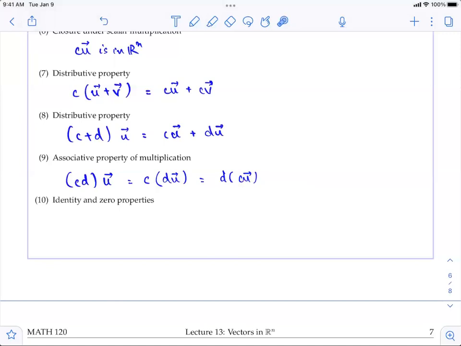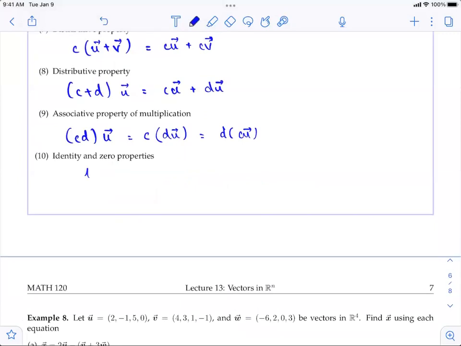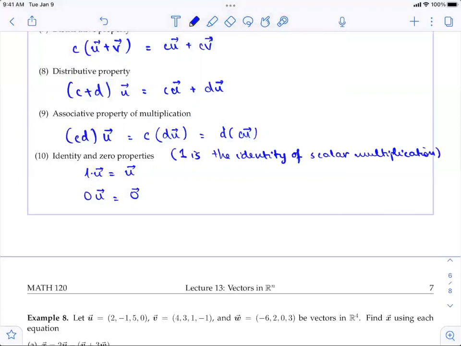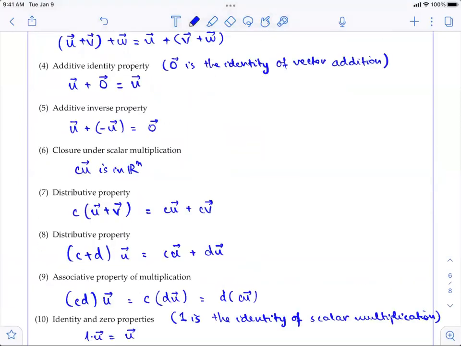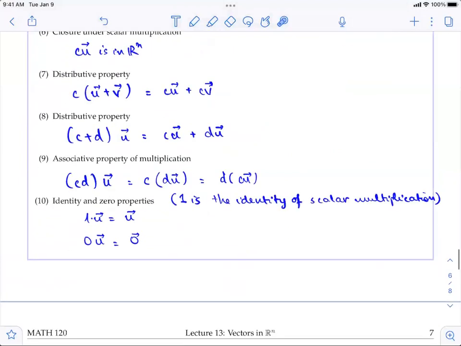Now, number 10 is the identity and zero properties of scalar multiplications. So 1 times vector u is going to be vector u itself, and 0 times vector u is going to be the 0 vector. So in this case, you say that 1 is the identity of scalar multiplications. And earlier you have 0 is the identity of vector additions. For scalar multiplication, 1 is the identity.